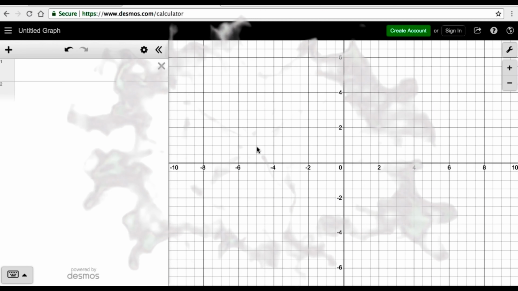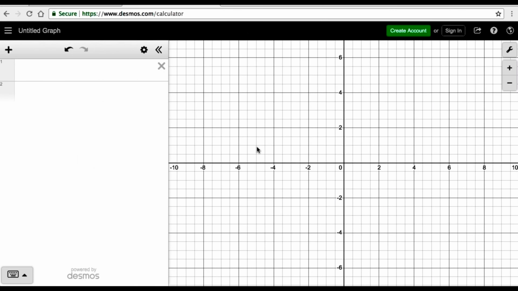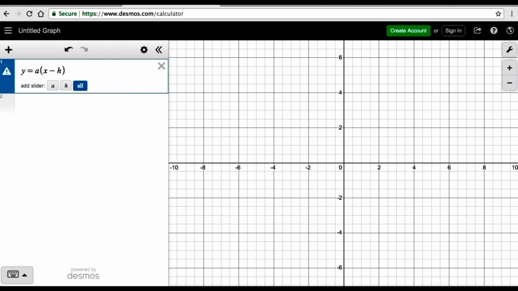Hello everyone. Today we're going to talk about the graphing form of quadratic equation. The other term for graphing form, which other textbooks use, is vertex form. They're just the same. The graphing form or the vertex form is y equals a parentheses x minus h squared plus k. So this is the graphing form or the vertex form of a quadratic equation.